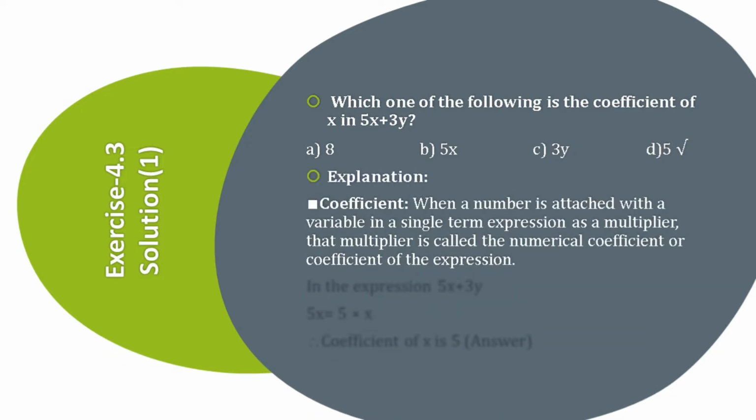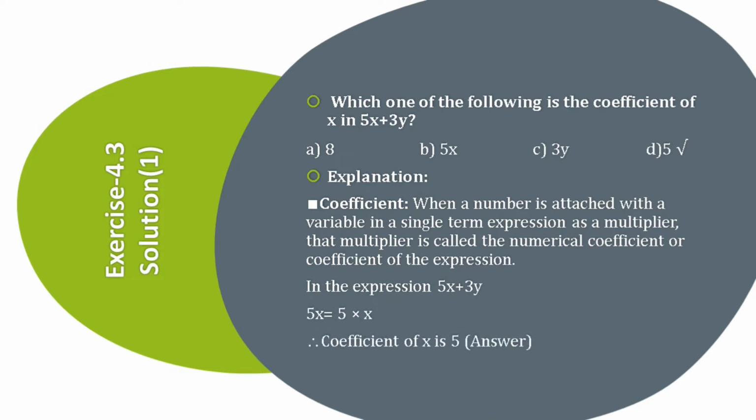At first we have to know what is coefficient, and this is the definition, my dear. When a number is attached with a variable in a single term expression as a multiplier, that multiplier is called the numerical coefficient or coefficient of the expression. That is the thing, my dear. If you see an example in the expression 5x plus 3y, 5x equals to 5 multiplied by x. So therefore coefficient of x is 5, my dear. So this is the definition.